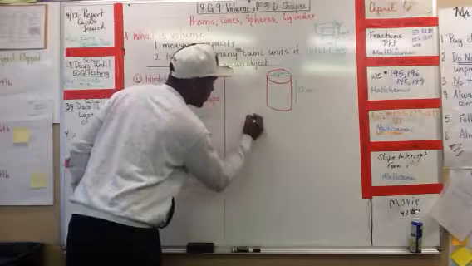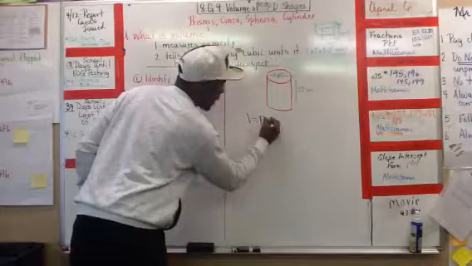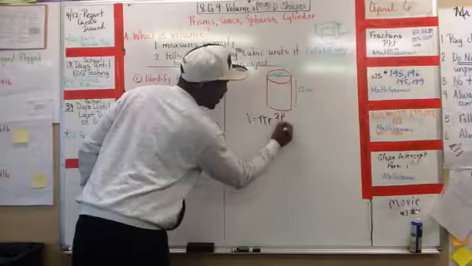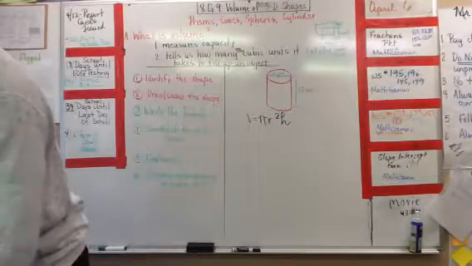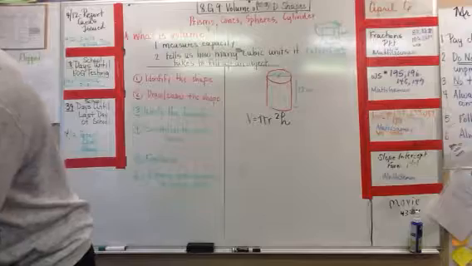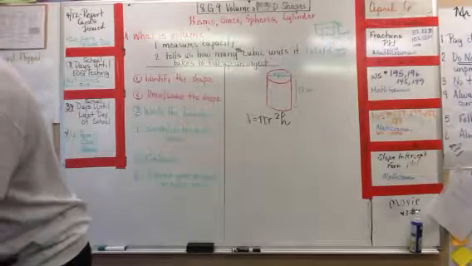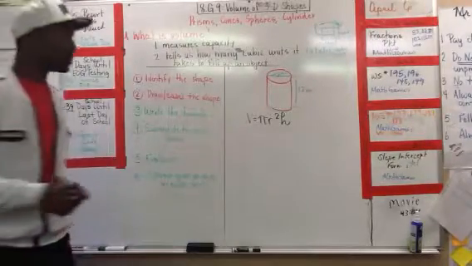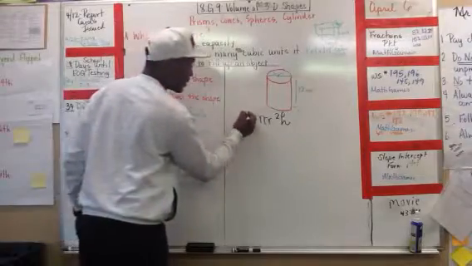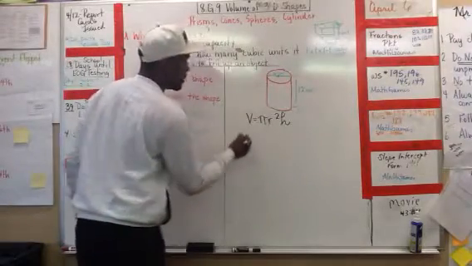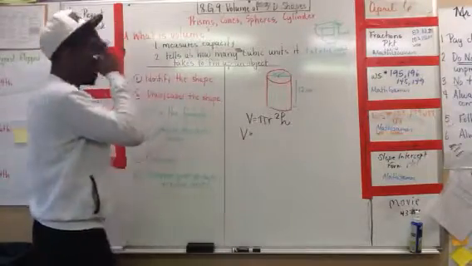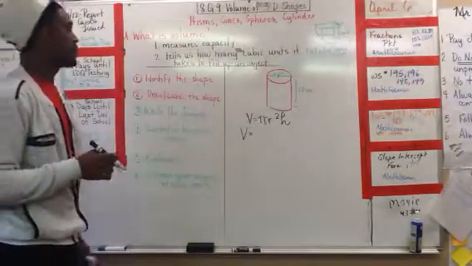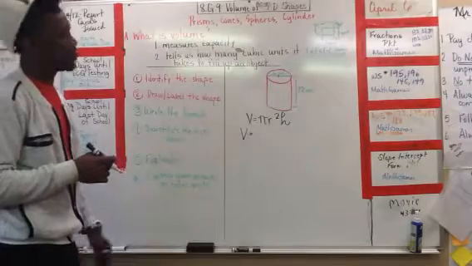The formula for volume of a cylinder is V equals pi times radius squared times height. Okay? We know that V stands for volume. The shape is already identified and labeled. We know our formula. Let's substitute the given values.